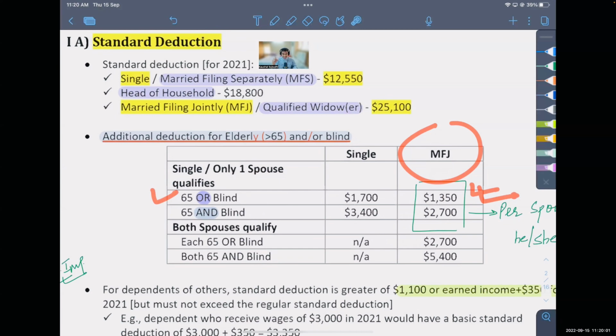Now, let's say again there is a husband and wife, and the husband is 65 and blind. Let's say the wife is fine, that means she is less than 65 and not blind. Then you get an additional deduction of around 2,700 over and above 25,100.